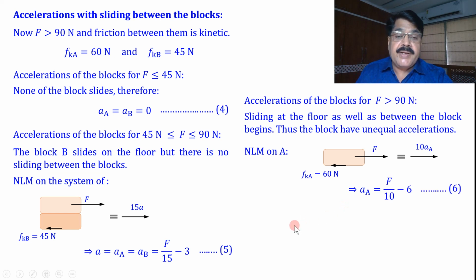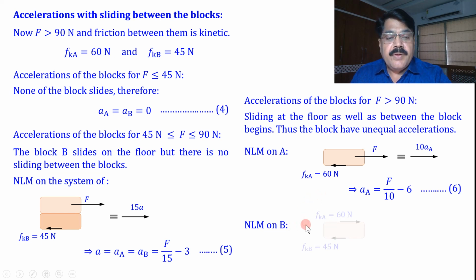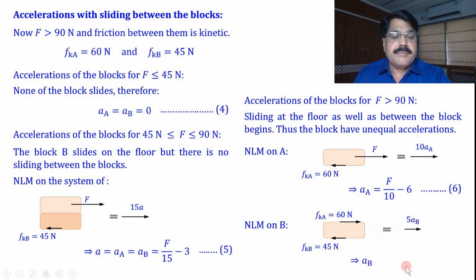Similarly, we can find the acceleration of block B, NLM on block B. On block B, Fk is acting here forward and Fkb is acting downward, backward. So 60 Newton minus 45 Newton is equal to 5A, 5 is the mass of block B, 5A of B. So A of B is a constant and you can see it is 3. How? 60 minus 45 upon 5 is 3. Now we have to write the results of equations 4, 5, 6 and 7 simultaneously to prepare the graph.